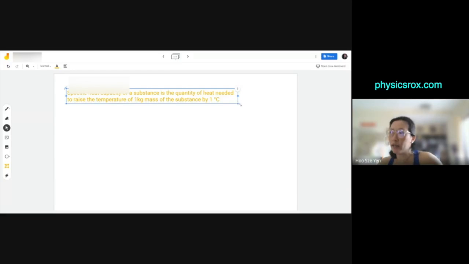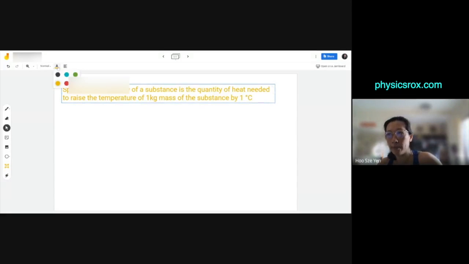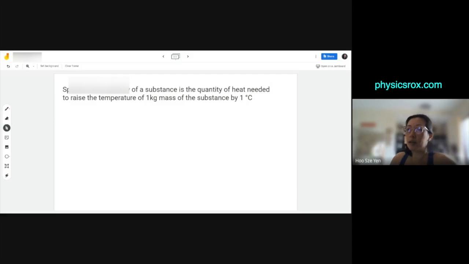The definition here, if you look at it, is also based on the formula. Specific heat capacity refers to the substance. Substance means a material, that means it's for water, or for iron, or for wood, or for cotton, or for aluminium, or for glass. It is for the material. It doesn't matter how much material you have. As long as it's the same material, they all have the same specific heat capacity. It is the quantity of heat needed to raise the temperature of 1 kg mass of the substance by 1 degree Celsius.